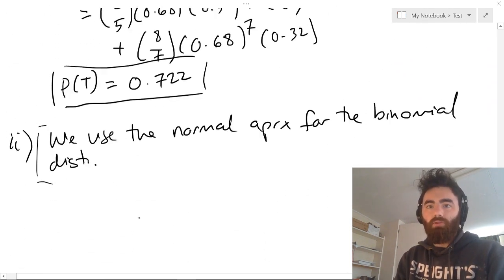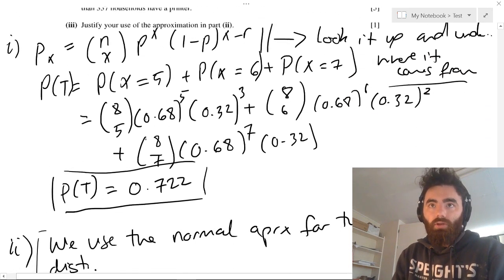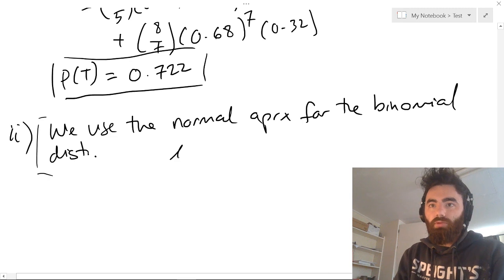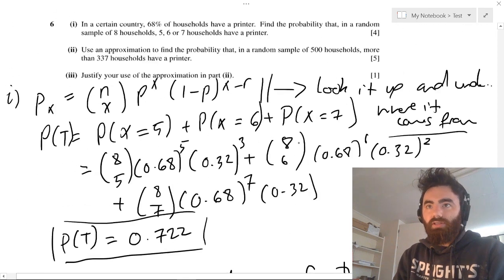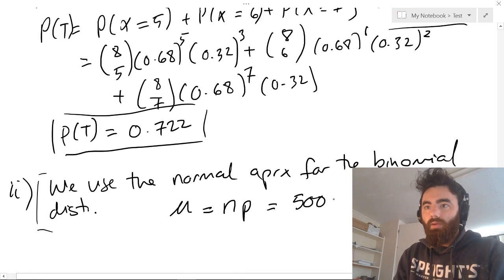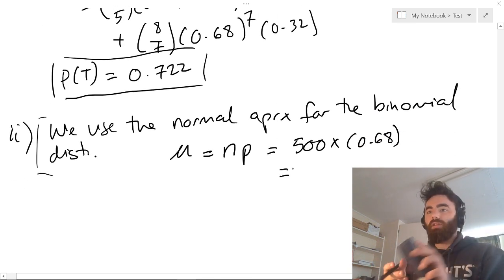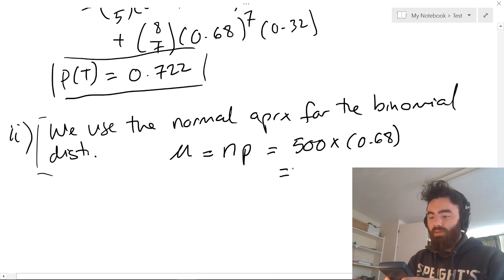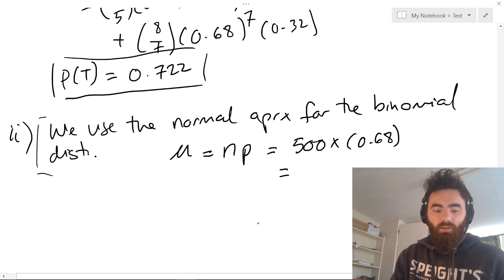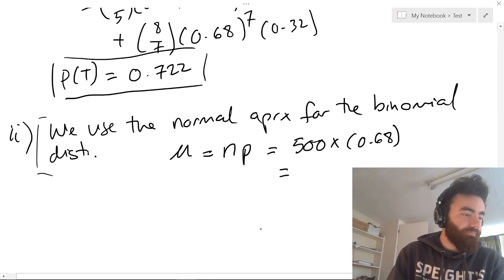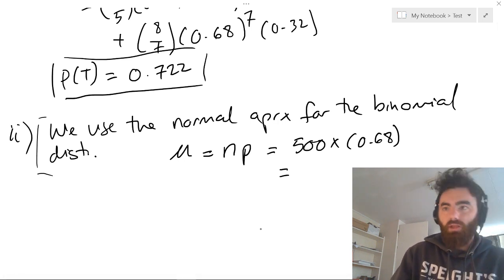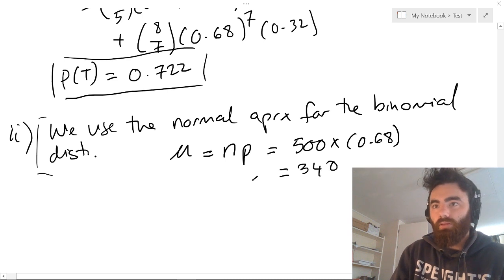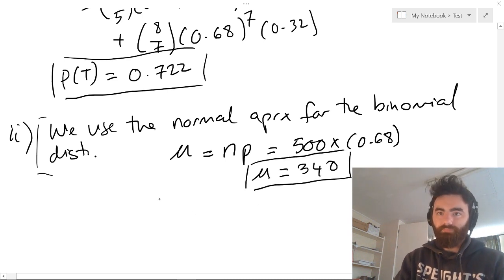I mean, there's a lot of reasons why we do that, and I can tell you a few. So we can assume the mean is equal to n times p, which in this case is 500, because it says n is 500 houses, times 0.68. And you can see how that could roughly be the mean. If you have 500 and a 0.68 chance of success, then on average you're going to get 340 people with printers in their house.